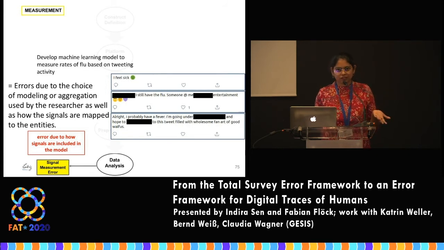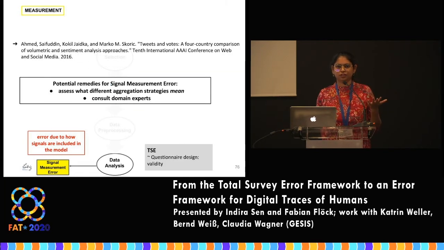Potential remedies for this could be to conduct a meta-analysis of the different aggregation methods that were tried out in past literature, and see how different methods of modeling actually affected the estimate. The other suggestion could be to consult a domain expert. In this case, that would be either a medical professional or perhaps an epidemiologist.